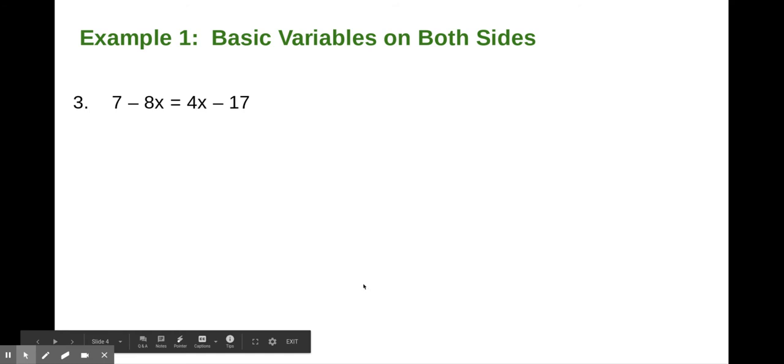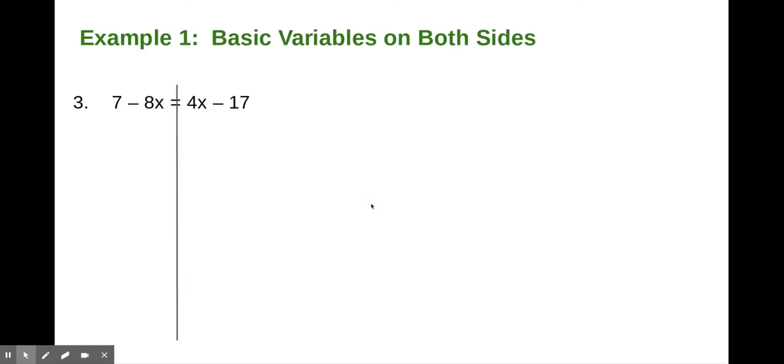So we have 7 minus 8x equals 4x minus 7. Next step to do, line down the middle. When you put the line down the middle, you're separating the two sides of your equation. If you look at it, I have a 4x on my right, and I have an 8x on my left, but you have to be very careful here. I said 8x, but there was a subtraction sign there that has to be included.